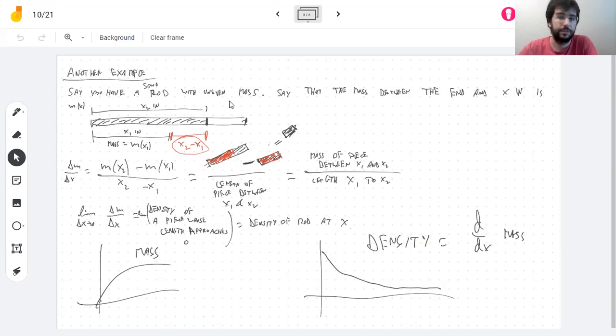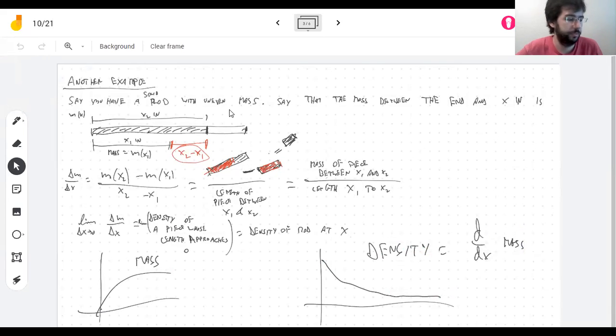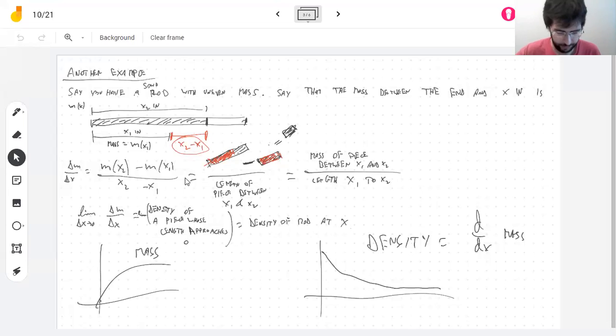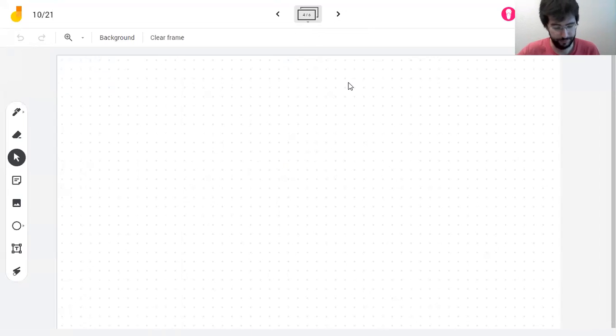But like I was saying, it's not super important for you to know the specific examples. The whole point is to just say that derivatives show up in real life, which they do. I promise you, they do everywhere.